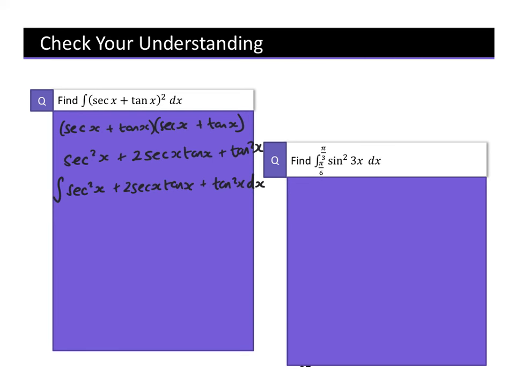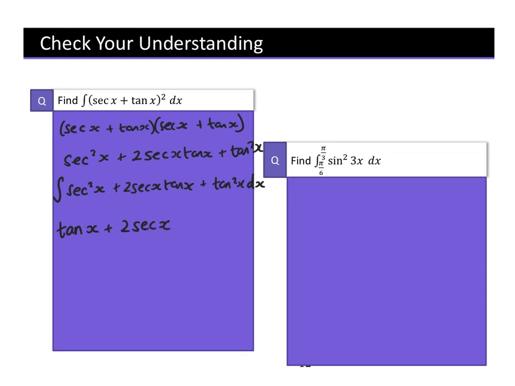Okay. We know the integration of sec squared x is tan x. So for the first part, nice and easy. This is given to us in the formula book. So we have tan of x. I then have 2 sec x tan x to integrate. Now, in the formula book, when you differentiate sec of x, you get sec x tan x. So, working backwards, if you integrate sec x tan x, you're going to end up with sec x. So we're going to have plus 2 lots of sec x.